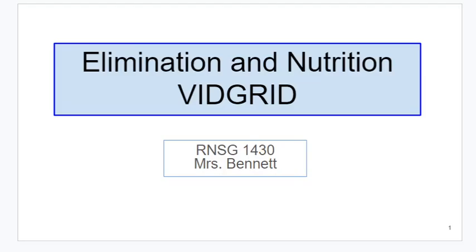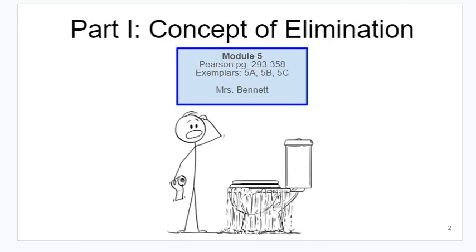So here is the elimination and nutrition concepts. This is the VidGrid that ties in both those concepts. So this first concept is elimination that is found in that Pearson Module 4. This is roughly pages around 293 through 358. The exemplars we will be covering are 5A, 5B, and 5C.